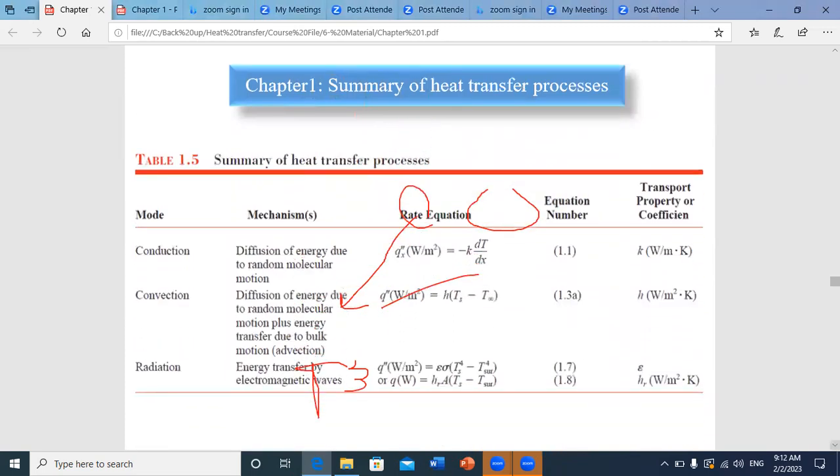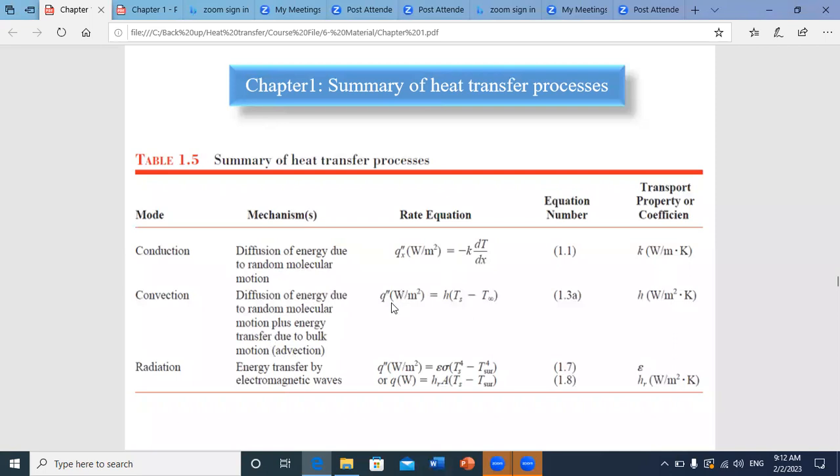So in summary, this table summarizes the different heat transfer processes that we discussed today. We have several heat transfer processes: conduction, convection, and radiation. Conduction is mainly due to diffusion of energy because of random molecular motion. The rate equation is q double prime in watts per meter squared equal to minus k dT by dx, and the transport property is the conduction coefficient. For convection, we talk about diffusion of energy because of random molecular motion plus energy transfer due to bulk motion.